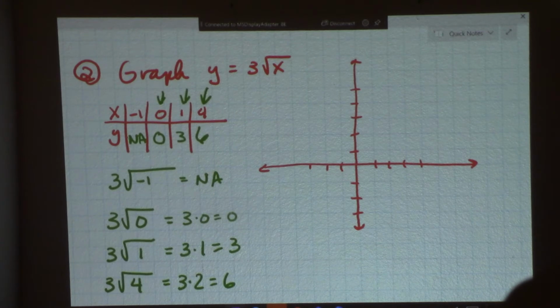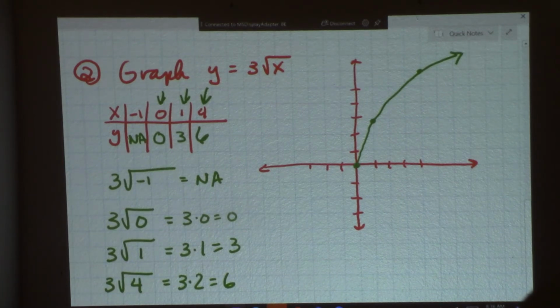So I'm going to graph these. I have 0, 0, then 1, 3, and 4, 6, up there. So my graph looks like that.